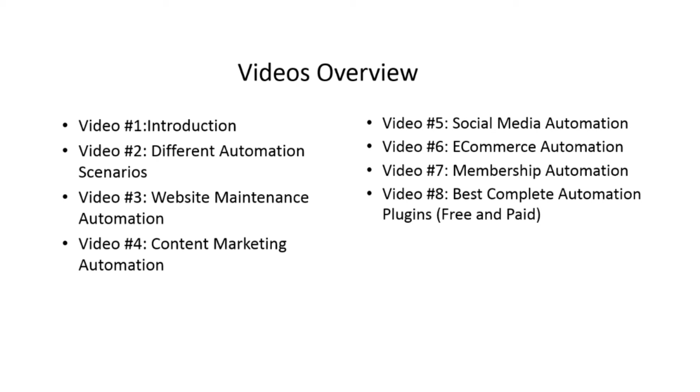And of course, last but not least, video number 8, we'll talk about the best complete automation plugins. We'll talk about free ones and paid ones. Now, what exactly is this? Well, when you look at different parts of these videos, these entail different WordPress plugins, a lot of times just individual plugins that relate to each of these. When we're talking about complete automation, these plugins will allow you to have different parts of your website communicate with each other. In other words, you're creating a bridge between all of those other plugins.